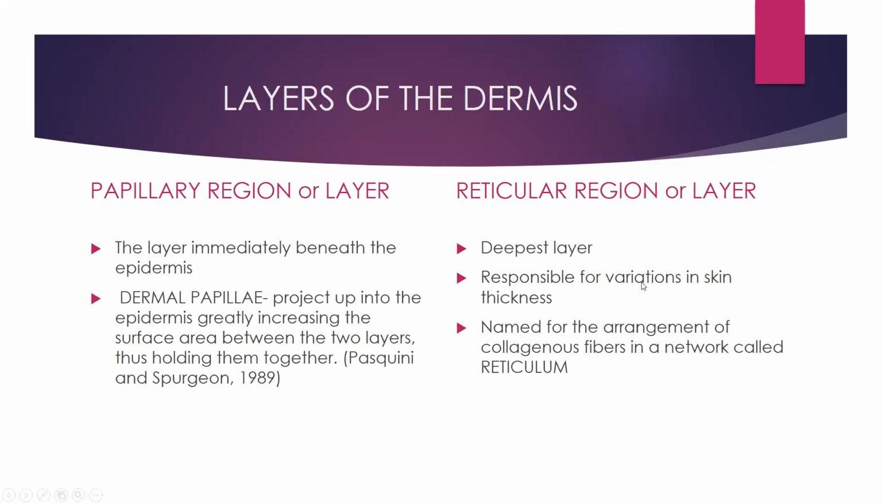So the dermis has two layers, which are the papillary region or layer and the reticular region or layer. The papillary region is the layer immediately beneath the epidermis, and it has dermal papillae which project up into the epidermis, greatly increasing the surface area between the two layers, thus holding them together. The reticular region or layer is the deepest one, and it's responsible for variations in skin thickness, and is named for the arrangement of the collagenous fibers in a network called reticulum.